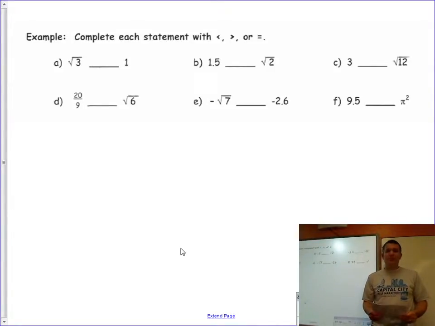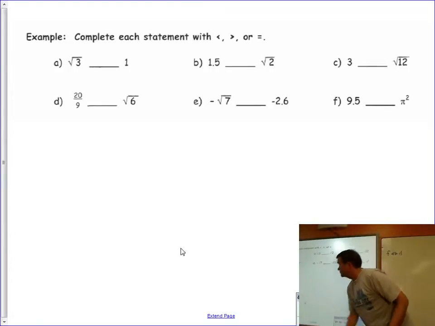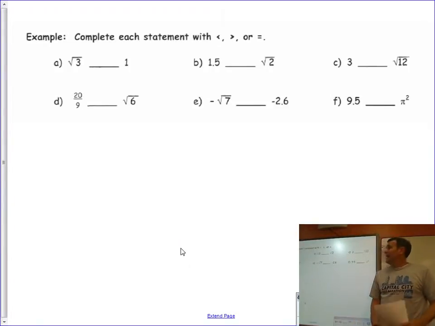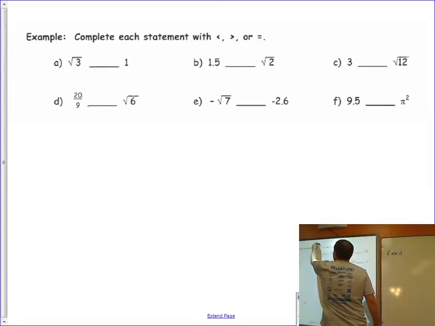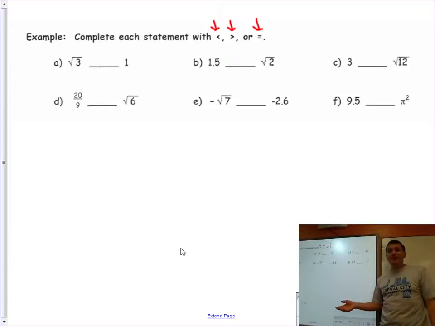All right, this is part 2 of section 1.4. We're going to go through the examples. I have them on the board. So I want to complete each statement with less than, greater than, or equal to, right? If you want to try turning off the video and doing it yourself first and then flip it back on and see how you did, it's a good way to practice.